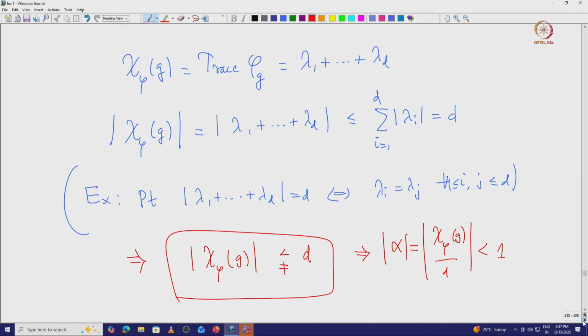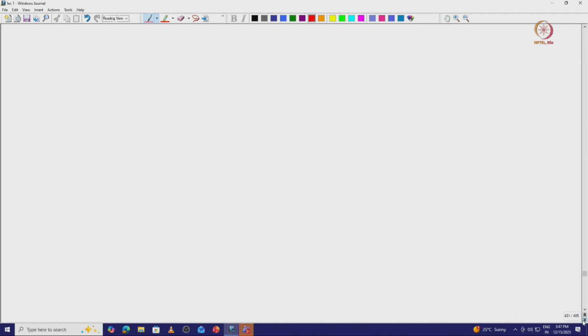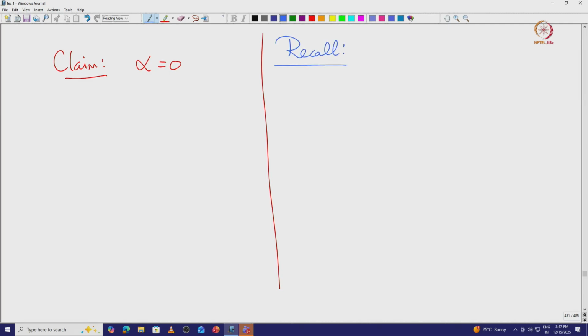So, now we want to say that this alpha is 0. That is our ultimate claim. So, we claim that alpha is indeed 0. To prove this, we are going to use a little bit of Galois theory. So, maybe I will just recall it here. You can already see that d times alpha is nothing but the sum of these eigenvalues lambda i, which are nothing but roots of unity.